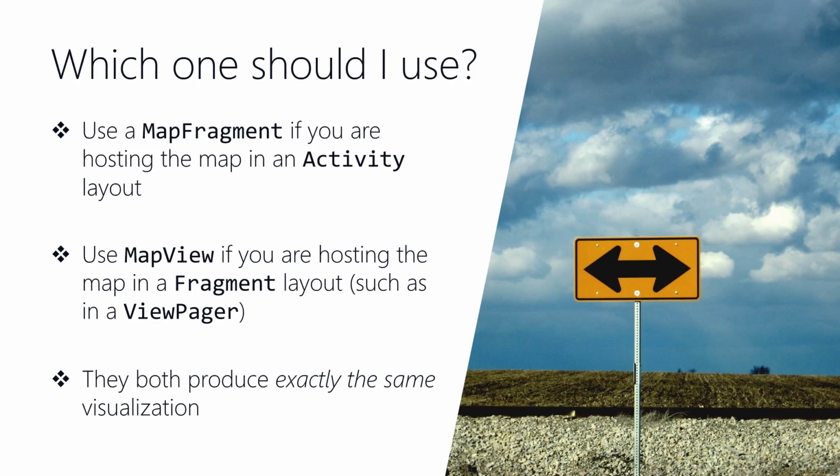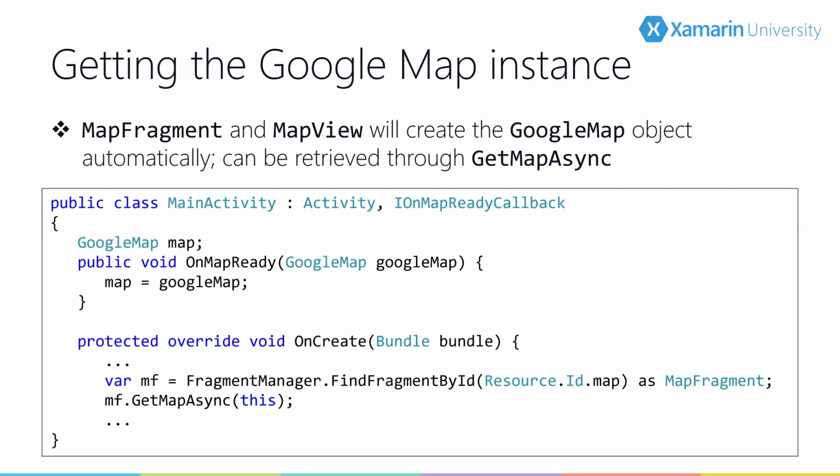Both will perform the same task, and they have exactly the same API surface for working with the mapping API. Let's check that out next. The first thing you will need to do is get access to the GoogleMap object. This is your gateway to customizing the map and controlling the interactivity. There is a Map property, but it's been deprecated because it's not available until the system properly authenticates to the Google Map services. So, the proper way to get the map instance is through the GetMapAsync method.